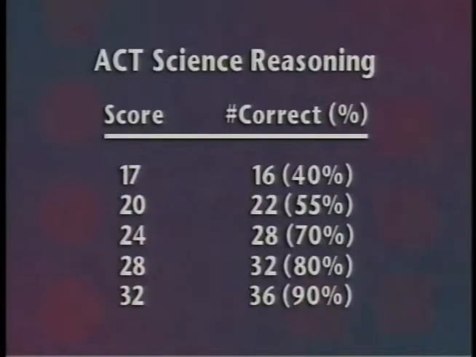The scoring scale on the ACT Science Reasoning Test ranges from 1 to 36, with a national average around 20. The following chart indicates how many of the 40 questions you need to answer correctly to receive various scores on this test. Finally, expect to find the most difficult problems at the end of each problem set.